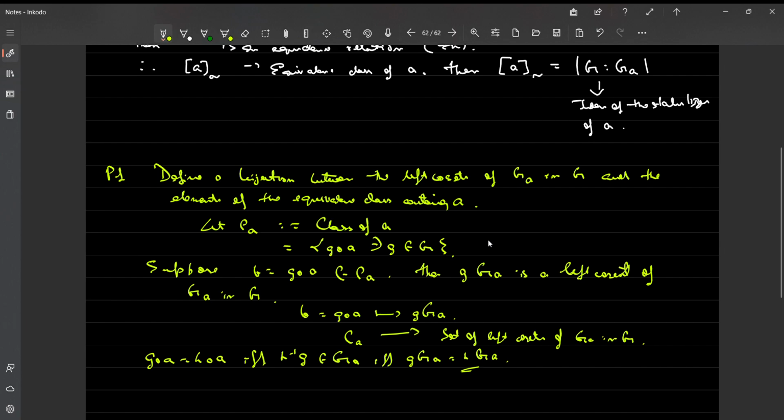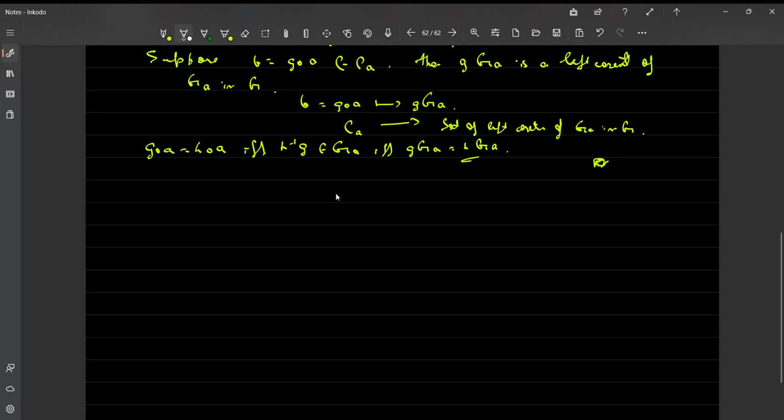Clear? So if it's a bijection, then what is the number of elements in the class of A? The number of elements in the class of A is nothing but the number of elements in the set of all left cosets of GA in G. That is only the index of GA in G, right? So that is the end of the proof. Clear?